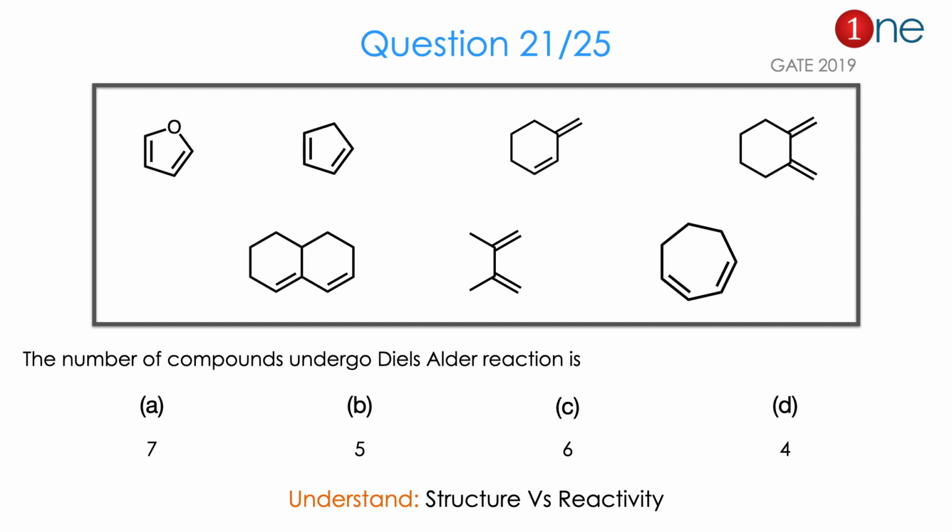Then let us look at the next question. They are asking for the number of compounds that can undergo Diels-Alder reaction. Here they give various dienes. You have to guess which one will undergo and which won't undergo. They give multiple numbers. You have to guess it. So from the question and possible products, you might realize the question is really about structure versus reactivity. The answer is B. That is number 5. We will see how.